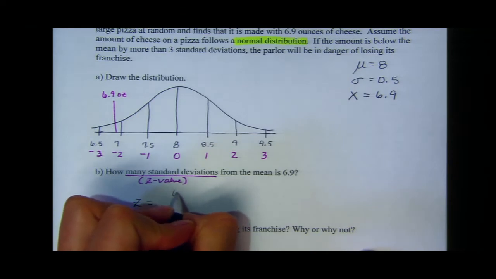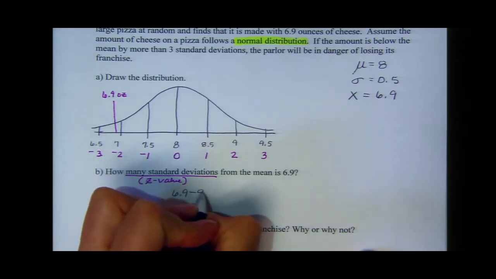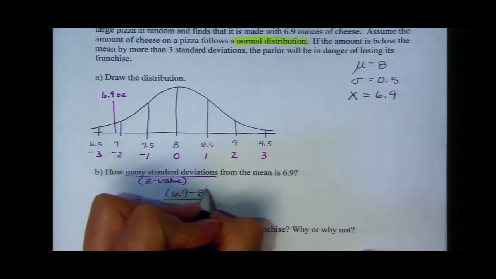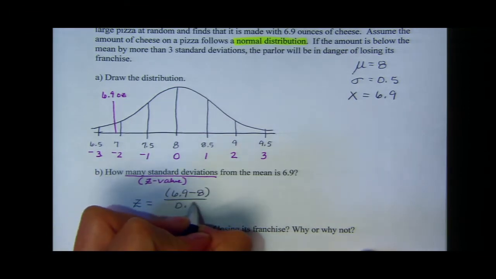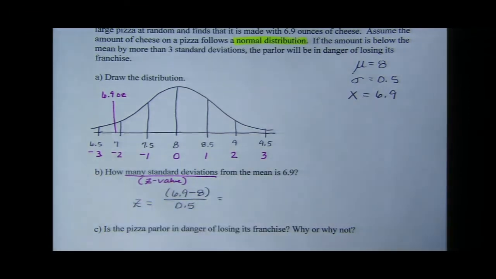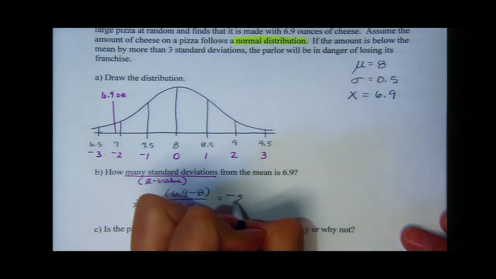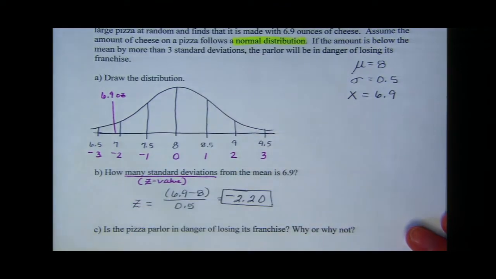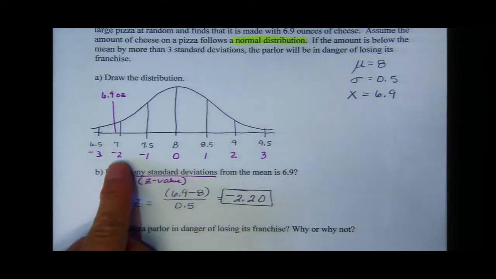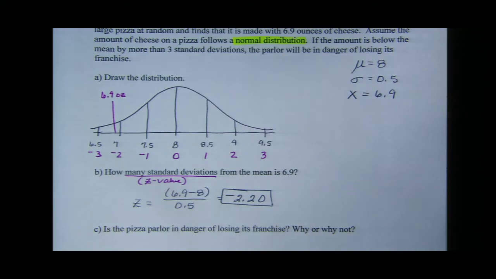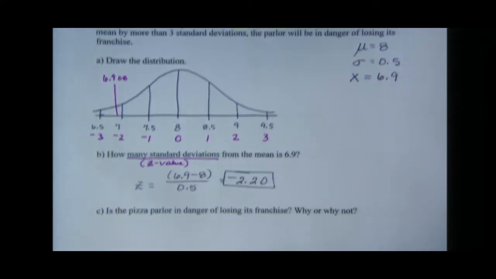So x is 6.9 minus mu is 8 divided by 0.5. And we get -2.2. I'm going to go ahead and put -2.20. So that makes sense. Negative 2.20. So that's how many standard deviations away that we are.